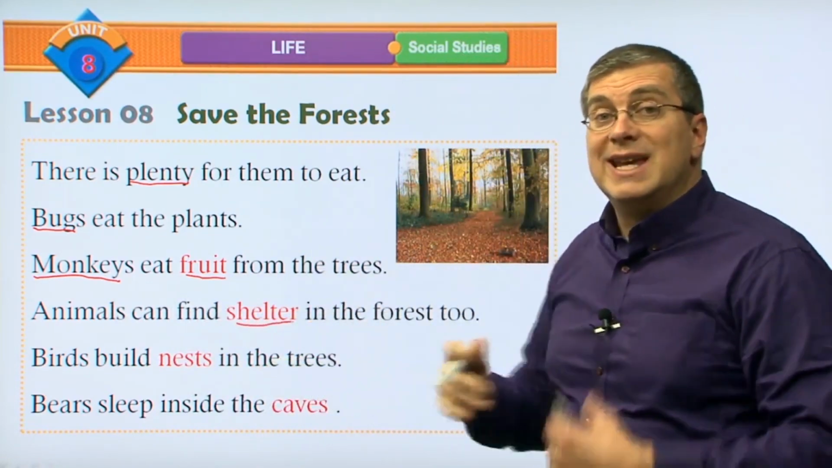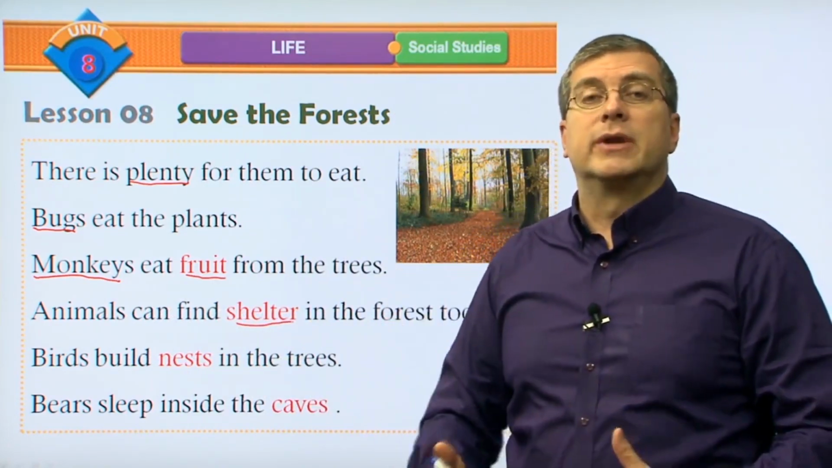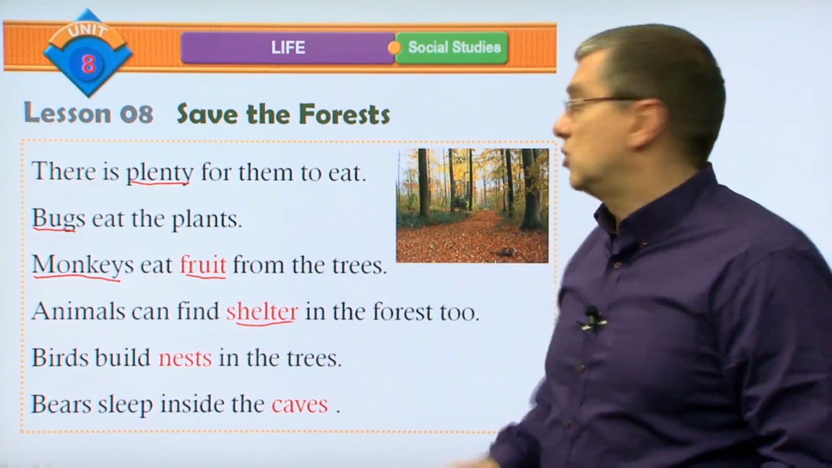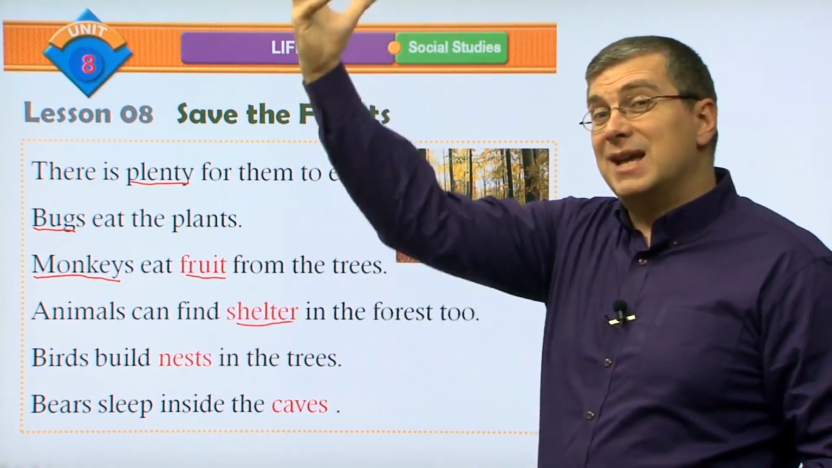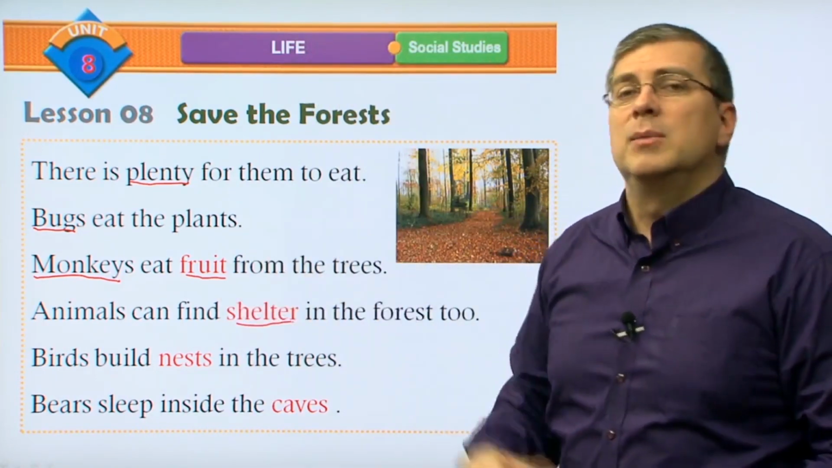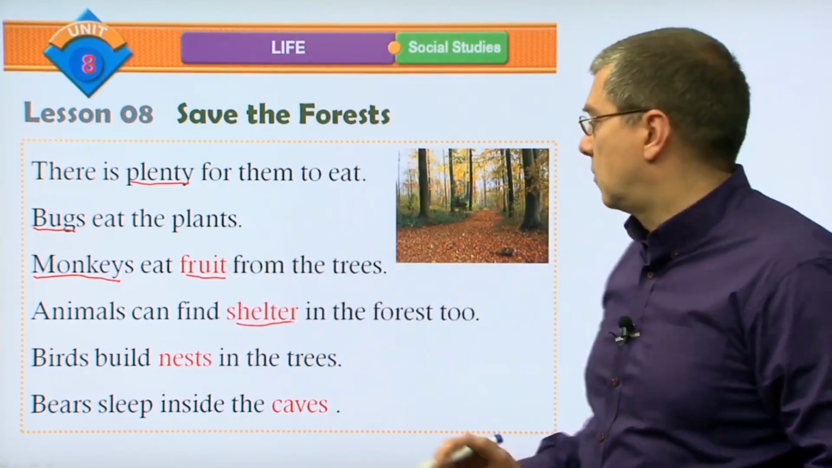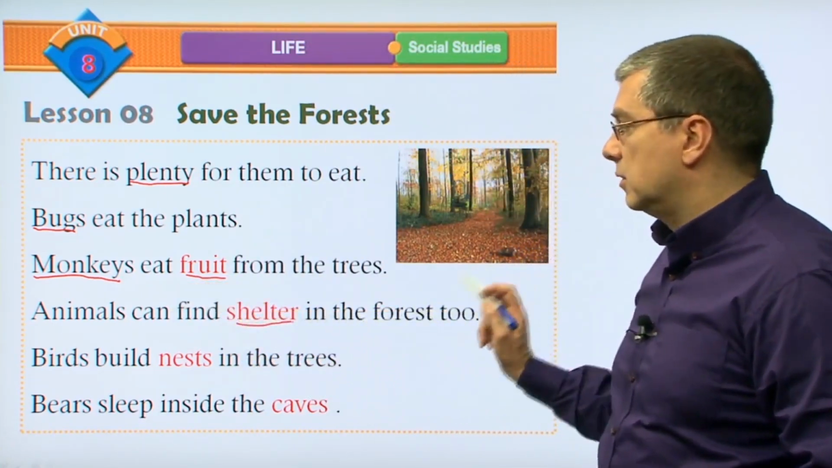Forests and trees give shelter to animals, right? Animals will find shelter in the trees. They will make a little shelter inside the tree. They'll make nests on top of the tree. Of course, a cave can be anywhere, but sometimes there are caves in the forest. So animals can find shelter in the forest too.